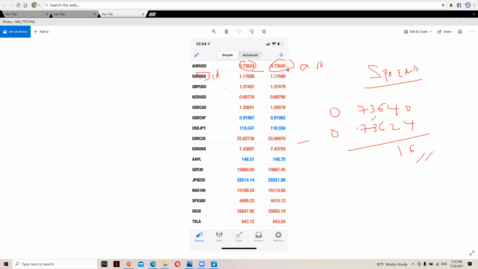So you should always also look at your broker's spread. Some broker spread could be 30 here. Some broker spread could be 35 here. These are what affect the commissions. Are you getting it?